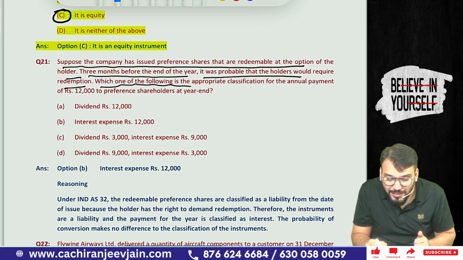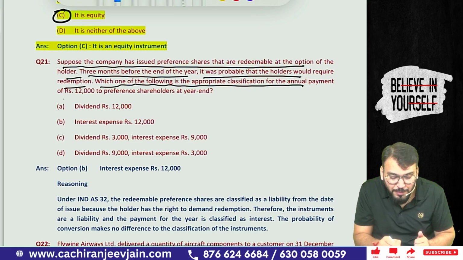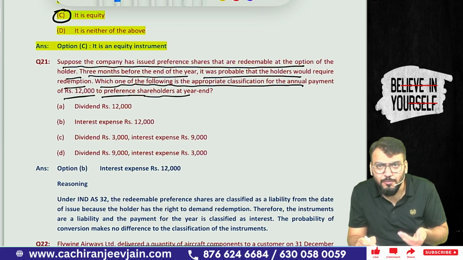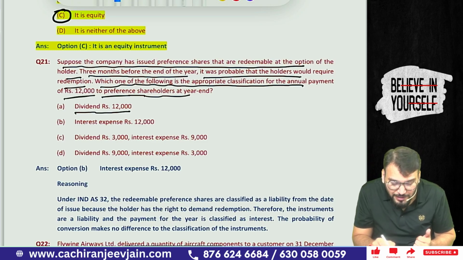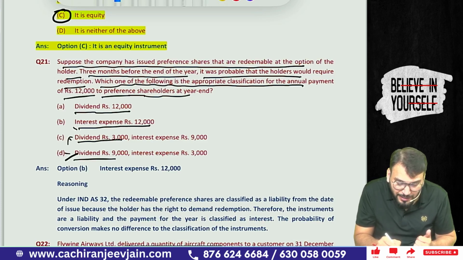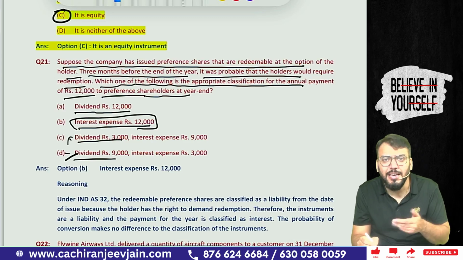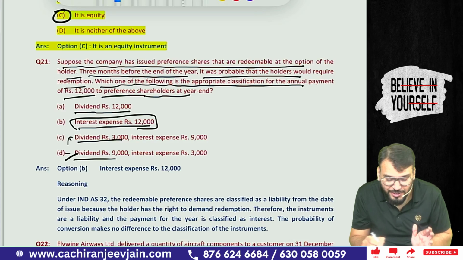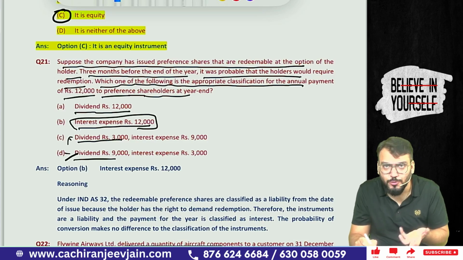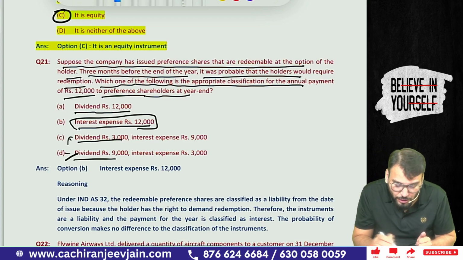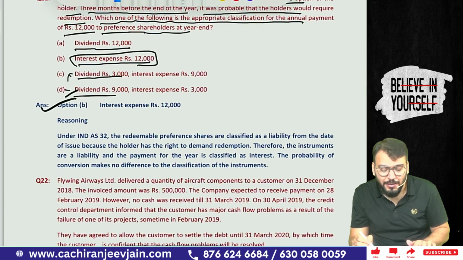Which one of the following is the appropriate classification of the annual payment of 12,000 to preference holders? Whatever dividend we are paying will be recognized as an expense. Interest expense of rupees 12,000 can be either dividend expense or interest expense. When we say only dividend, it means it is a dividend distribution. So it should be an expense. So option B is correct.